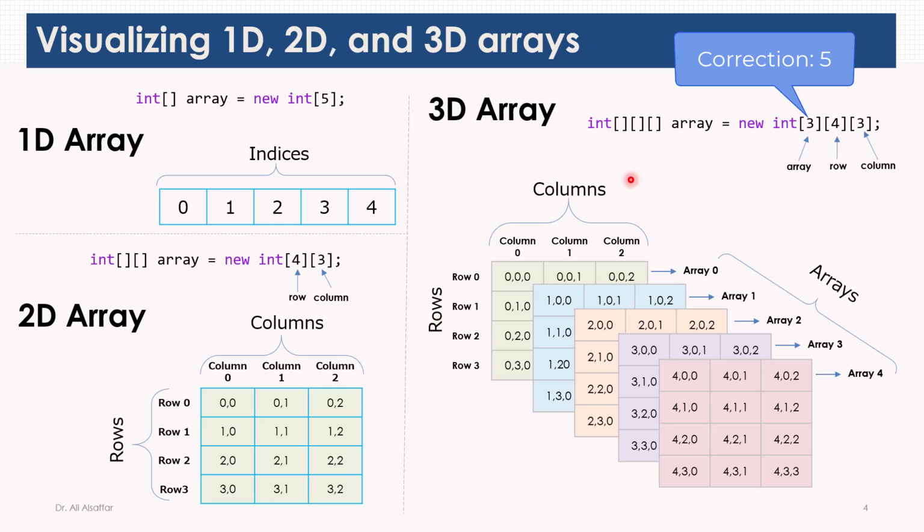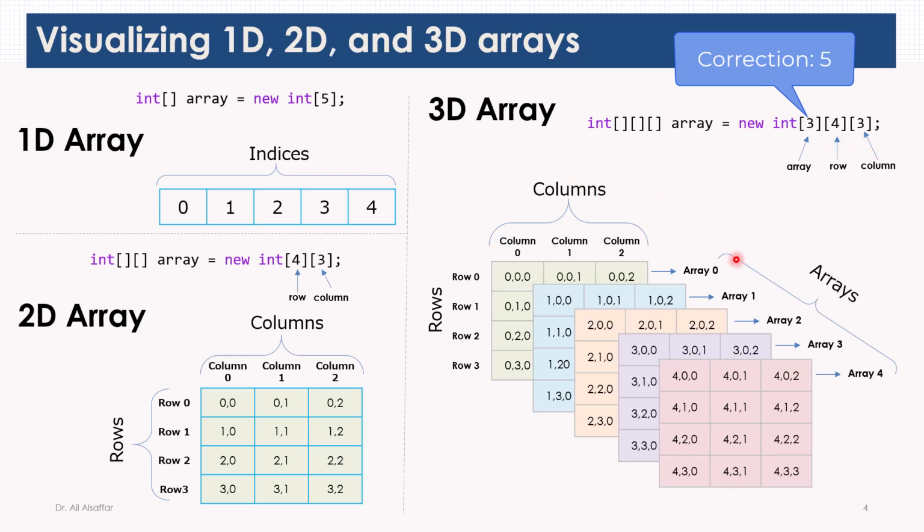Now for 3 dimensions, we have 3 square brackets. The first square bracket is for the first dimension. The second square bracket is for the second dimension. And the third square bracket is for the third dimension. Now how do we visualize this three-dimensional array? You can visualize it as follows. The first dimension represents an array of 2-dimensional arrays. So for example, here we have 3. The first array is index 0, and this index 0 is referencing a 2-dimensional array. The second index, which is 1 in this array, is also pointing to another 2-dimensional array.